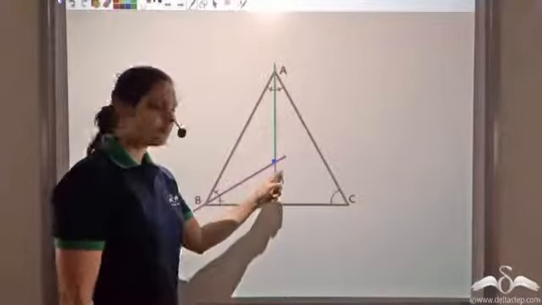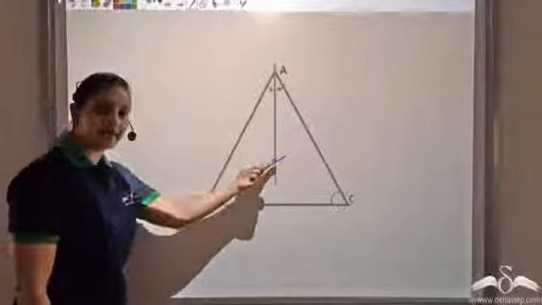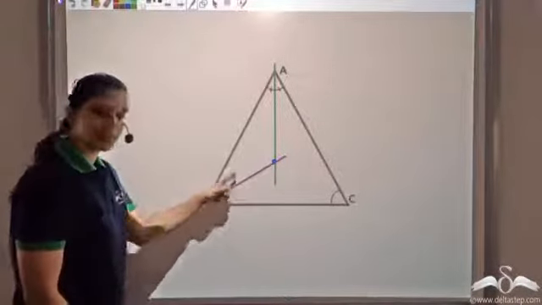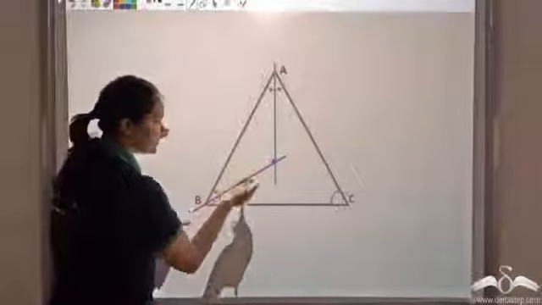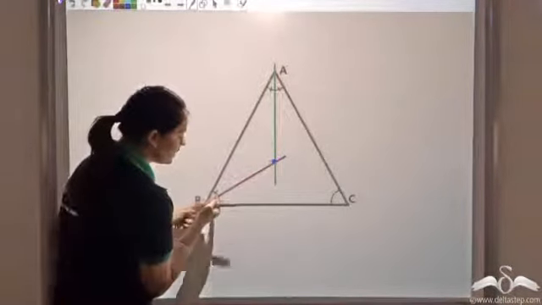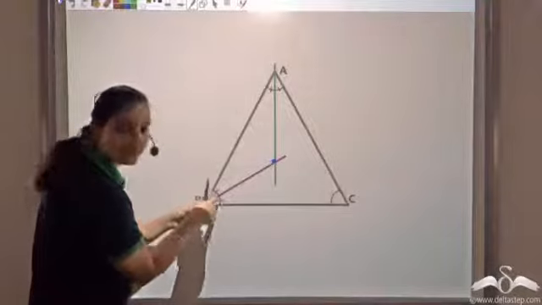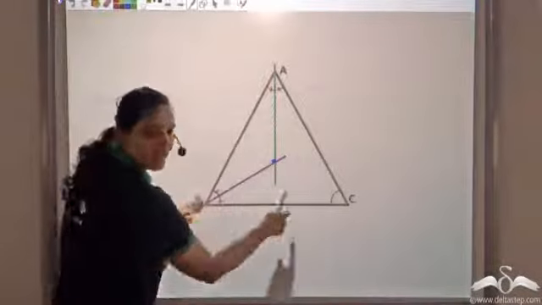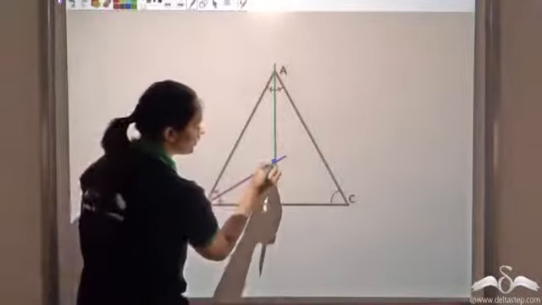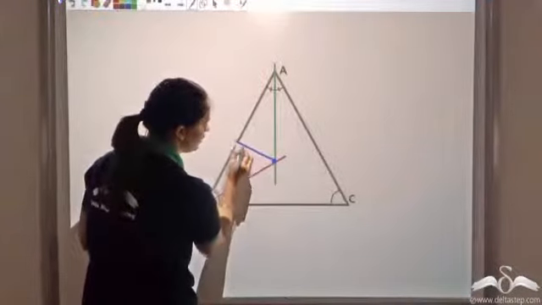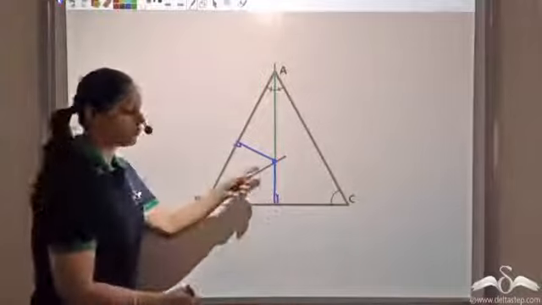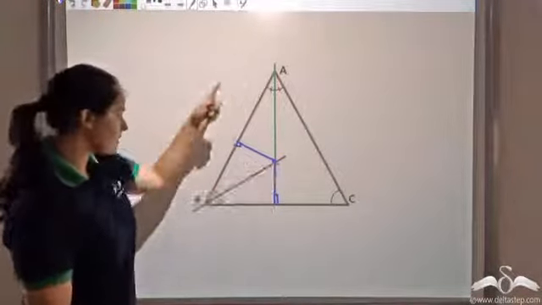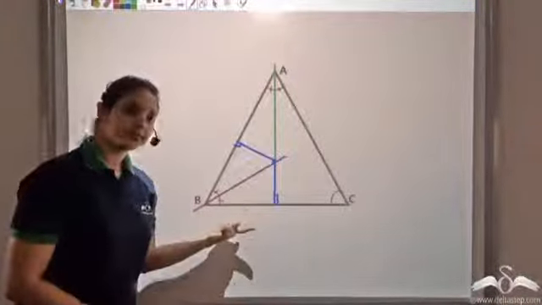Now this point is on this angle bisector, which is the pink one. If this lies on this pink angle bisector, then it should be equidistant from the lines which are forming this angle, which are BA and BC. So the perpendicular distance from this point to the sides BA and BC should be the same.